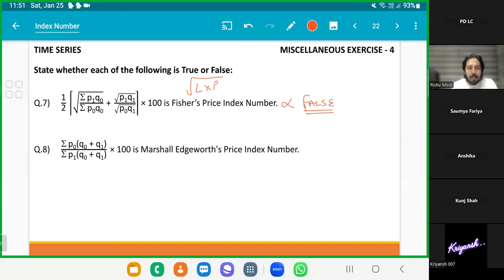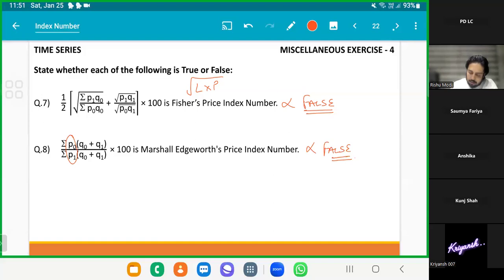Then we have eighth one, Marshall Edgeworth Wall's prices index number. Again, Marshall Edgeworth, the formula was correct unless and until the prices were not interchanged. So P0 cannot come in the numerator, as I said early. So again, this is false.